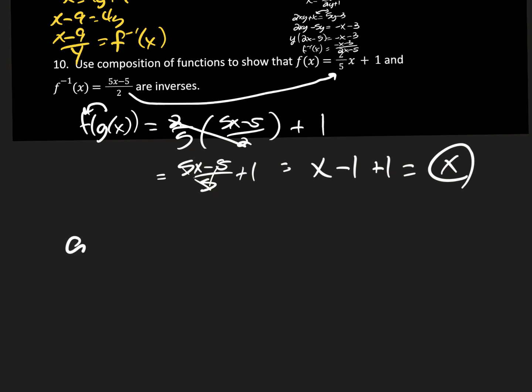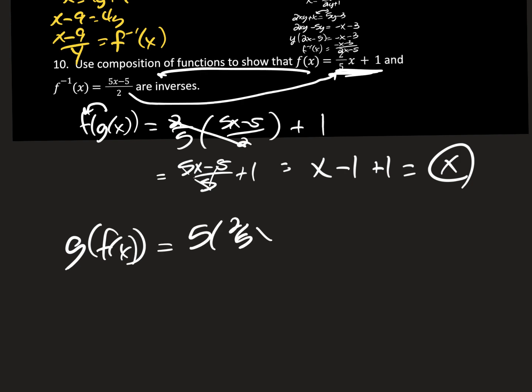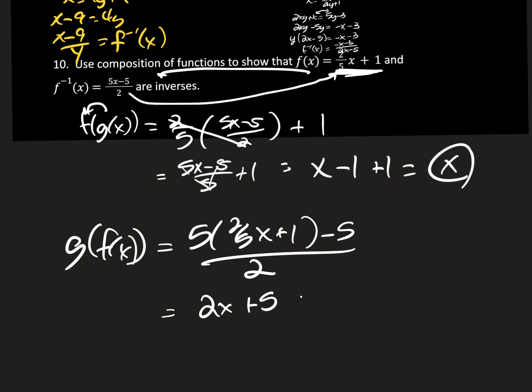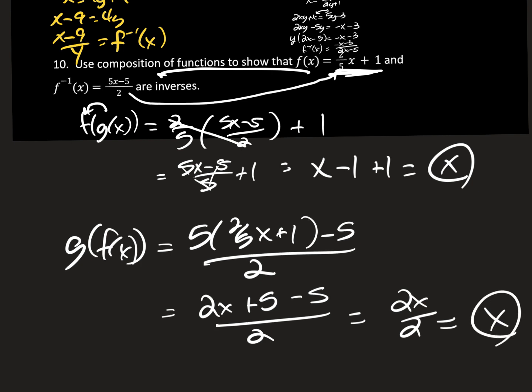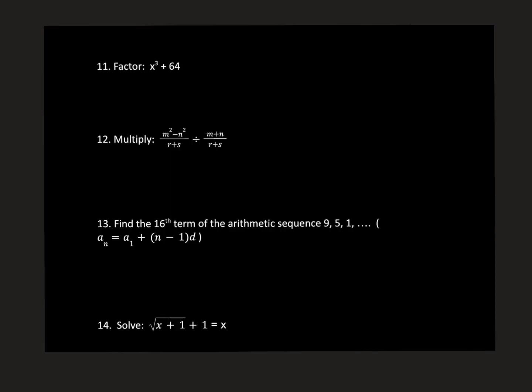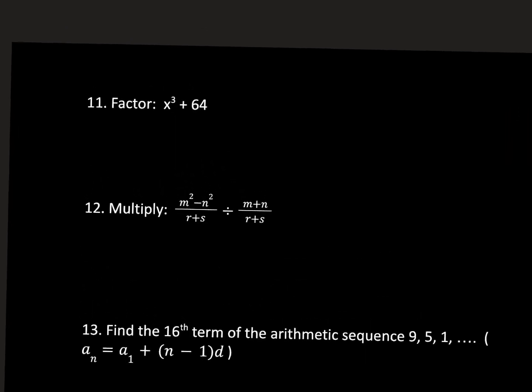Then you got to go g of f of x. All right, now I'm plugging this one into that one. So I'm going to say 5 times all this stuff: 2/5 x plus 1 minus 5 over 2. It's going to work all that out. So if I distribute the 5, the 5's cancel, so I get 2x. 5 times 1 is 5 minus 5 over 2. The 5's cancel, that's 2x over 2. And guess what? The 2's cancel, and I get x. What a shock.